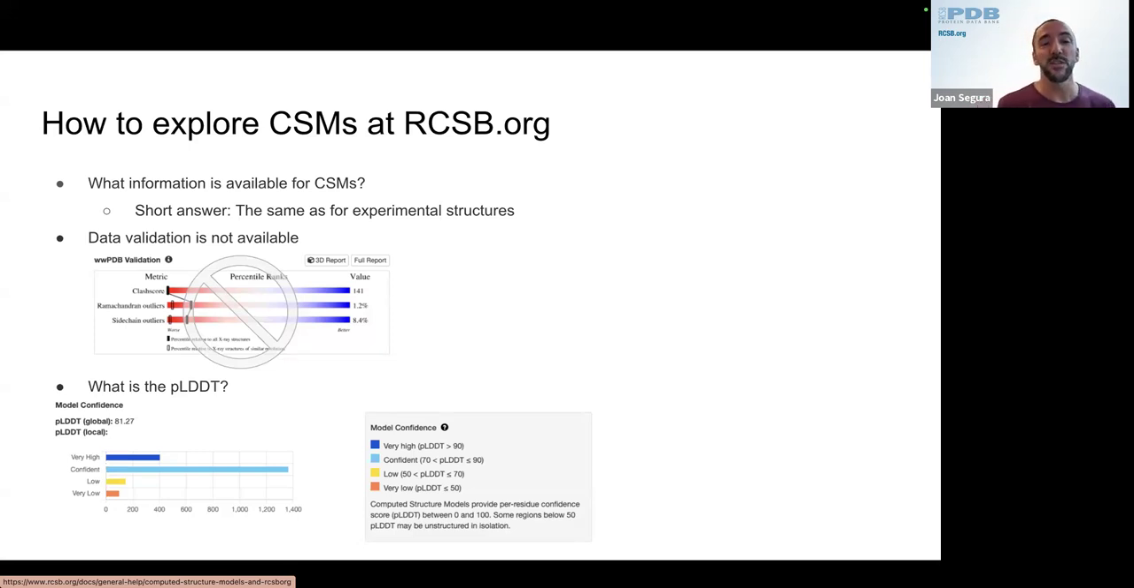So all the validation data, the validation report, this chart that we show about the qualities of the structure, the experimental quality of the structure, are not going to be available. But instead of the validation chart, what you will find is what is called the PLDDT histogram. We will talk about what the PLDDT is, but basically it is a confidence measure. It tells you how good the model is.